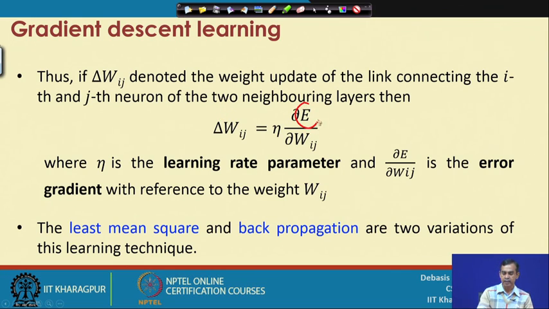Now, whenever this error needs to be calculated in this gradient descent method, there are two techniques: either least mean square error or back propagation error. We will discuss the back propagation algorithm and least mean square error calculation in the training methods.